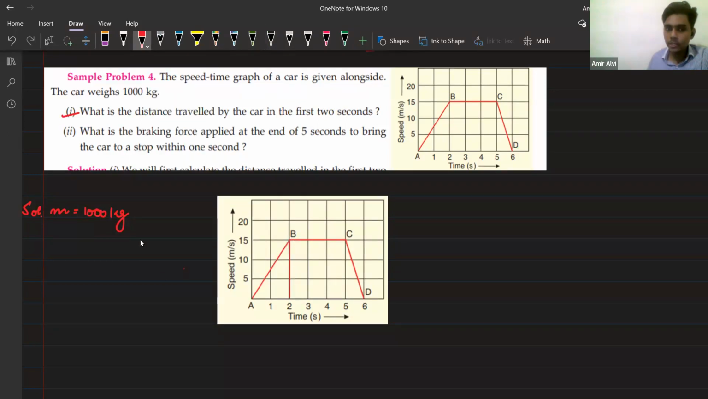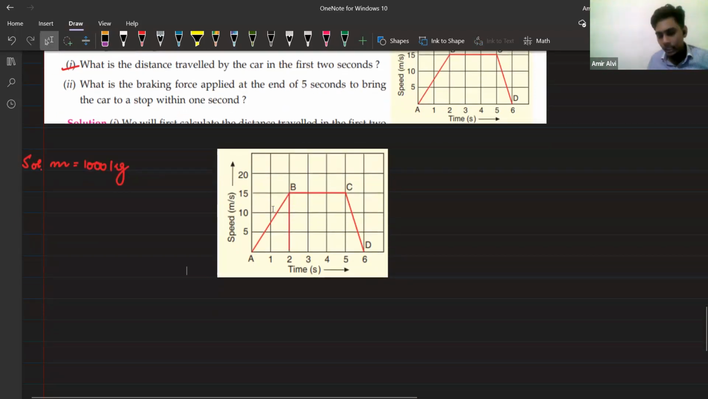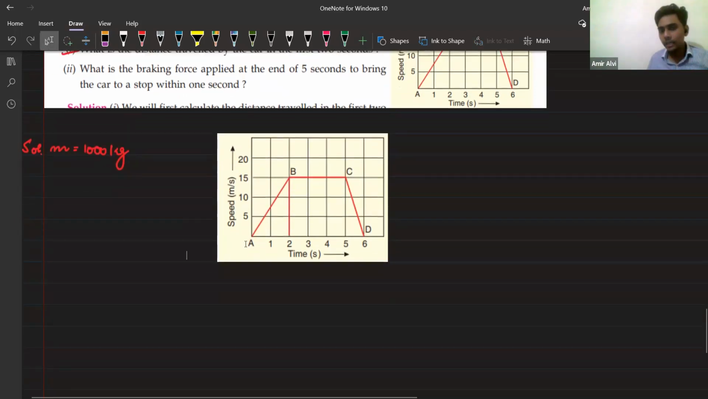Am I right, everyone? Yes or no? Yes, sir, it is nothing but the area covered, na? I've told you the two significances of the speed time graph. So the second significance is the area. Okay, and the area covered is nothing but the distance covered, right? Now let's find out the area. So area is nothing but the area occupied by the triangle AB.